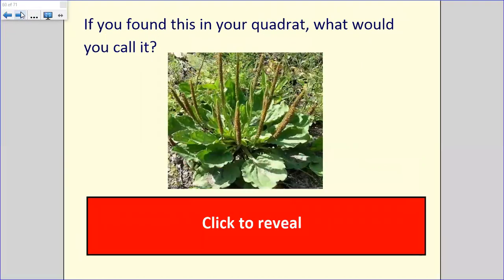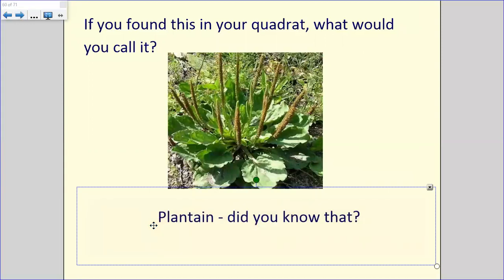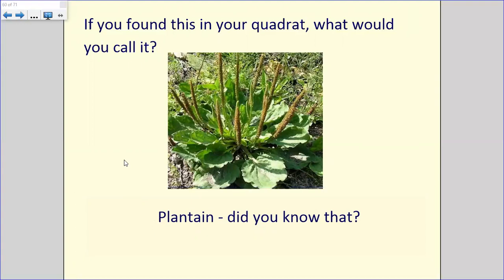So you find this plant. You throw your quadrat and there's this plant. What are you going to call that plant? Do you know what that plant is called? Probably not. It's a plantain. Did you know that? Well, how do we identify these things? If there are 40 different types of slug, how do we know which slug it is that's in our pitfall trap? If we don't know all the names of the plants, how do we know which plants there are in our quadrat?